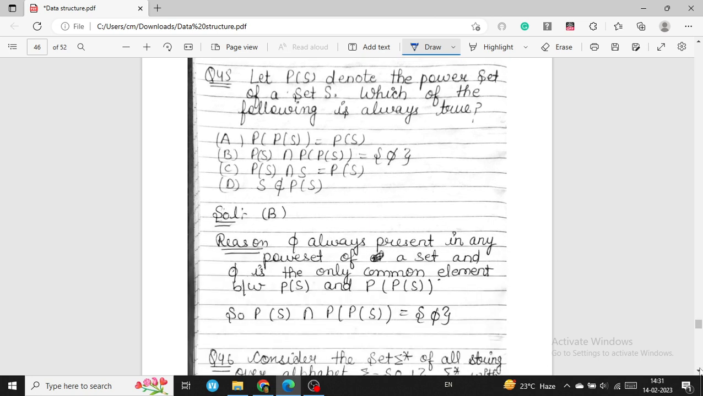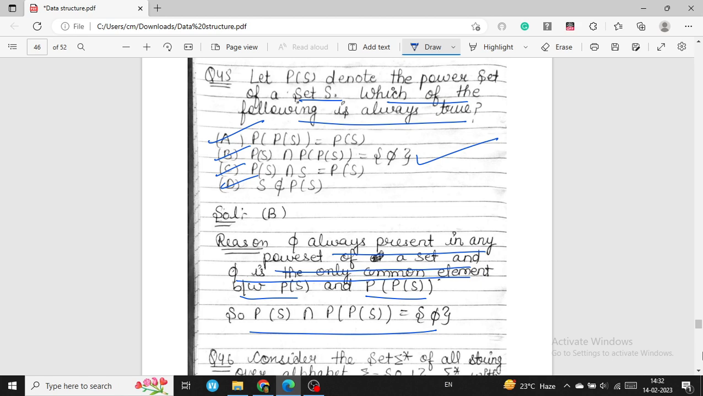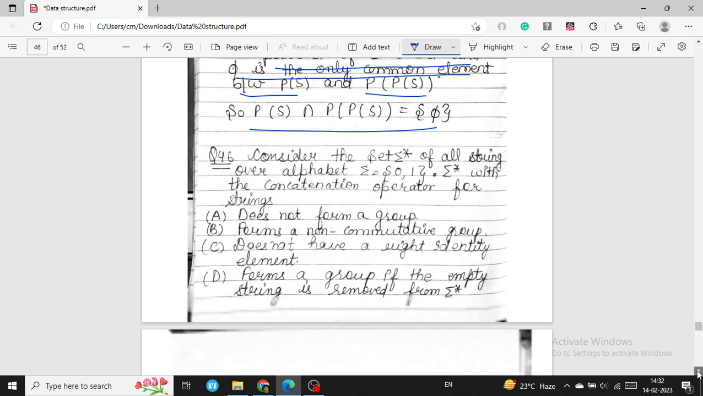Now next question is, let PS denote the power set of a set S. Which of the following is always true? We have been given these statements, and we have to keep in mind that the power set should be equal to finite. So that's why this is the answer. The empty set is always present in any power set, and the empty set is the only common element between PS and PS of PS. So that's why the intersection will be equal to the empty set.